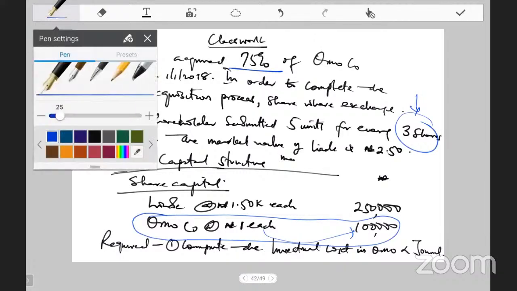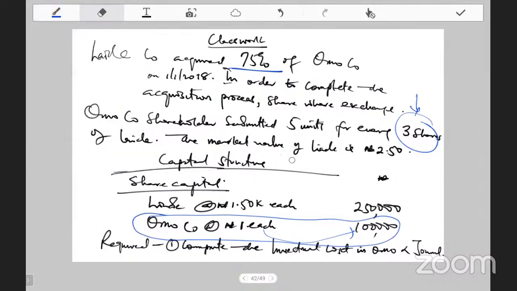If they are not told the market value, so let's now look at this. If they now decide to inform me that the market value of Omo share is 2 naira. Is how much, class? 2 naira. So how much will the NCI pay?